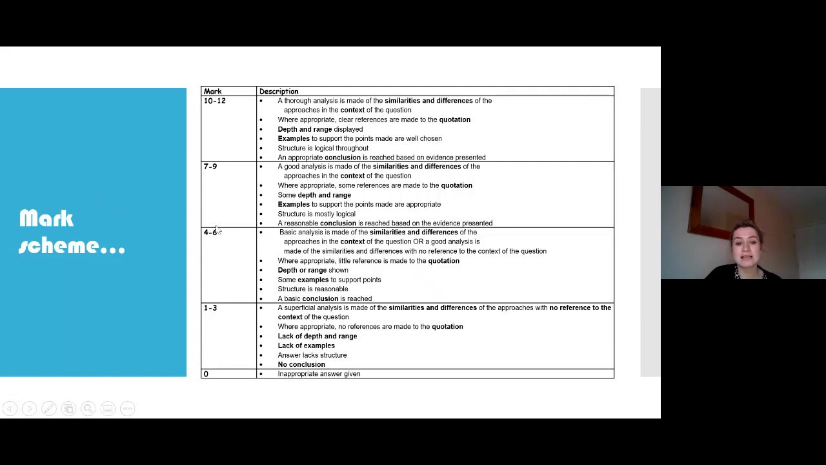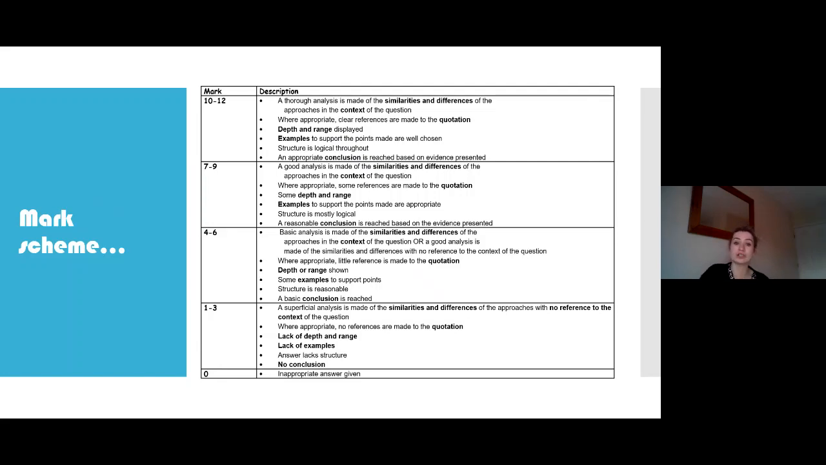So even just to get 4 to 6 marks, you must have some examples in there. Now, examples in this case, it's your psychology. It's your pieces of evidence that you've learned throughout looking at all of these approaches. Okay, moving up then, this is sort of where we want to be. 7 to 9 marks. A good analysis is made of the similarities and differences in context of the question. Where appropriate, some references are made to the quotation, some depth and range, examples to support points made are appropriate. So we need to make sure we've got a really good example and that really is backing up what you're trying to get across to the examiner.